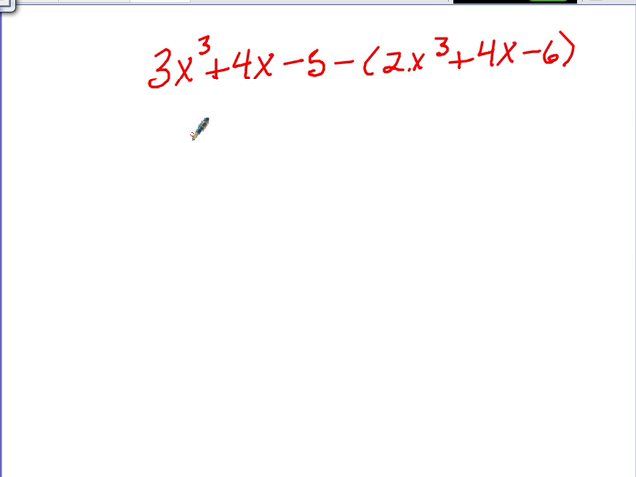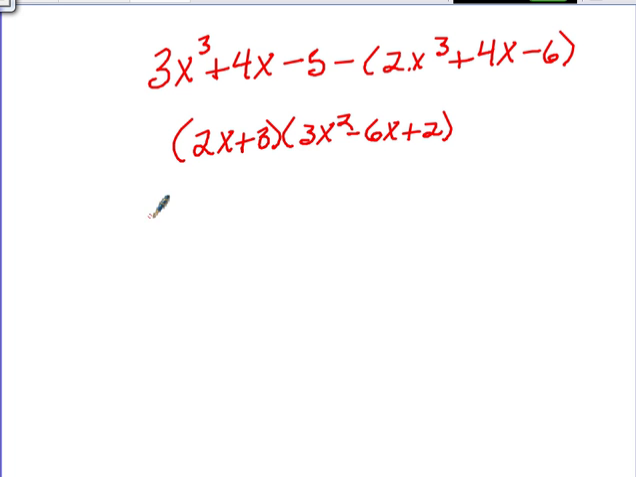To multiply them, been there, done that. 2x plus 3 times 3x squared minus 6x plus 2. That would be your FOIL. 2x times 3x squared. 2x times -6. 2x times 2. 3 times 3x squared. 3 times -6x. 3 times 2. You pull it out. Combine like terms.